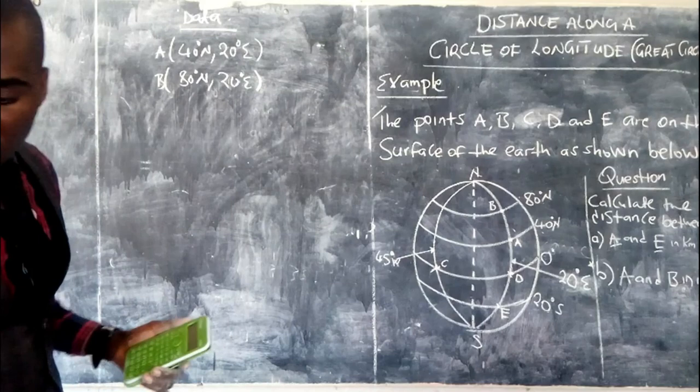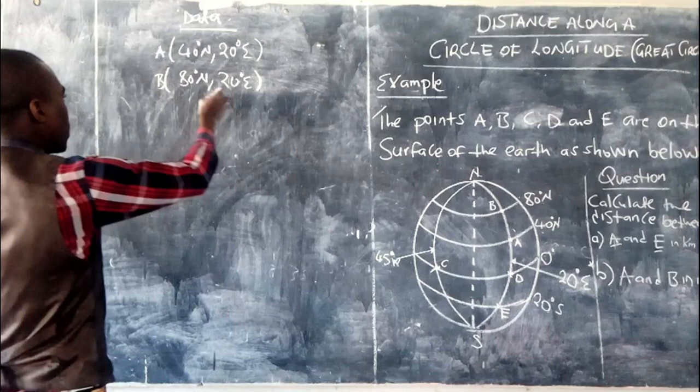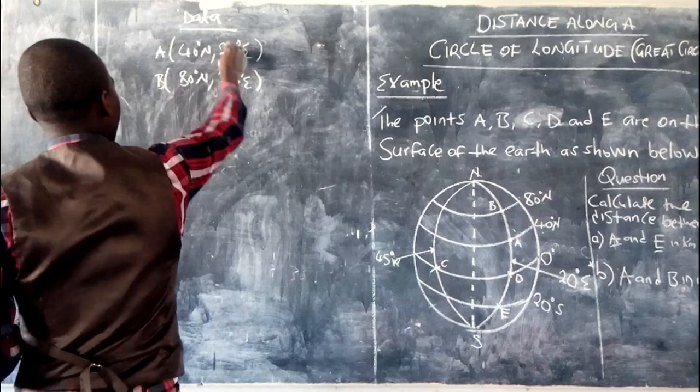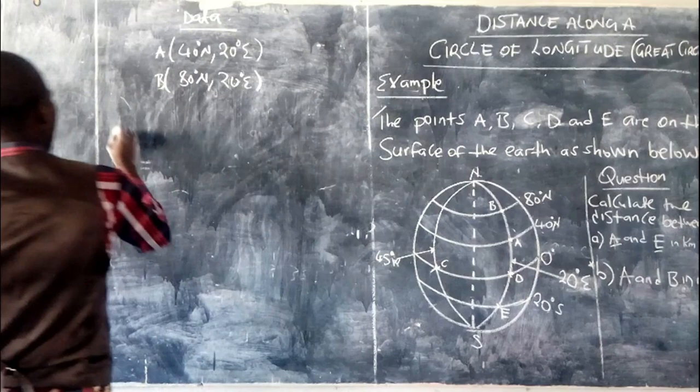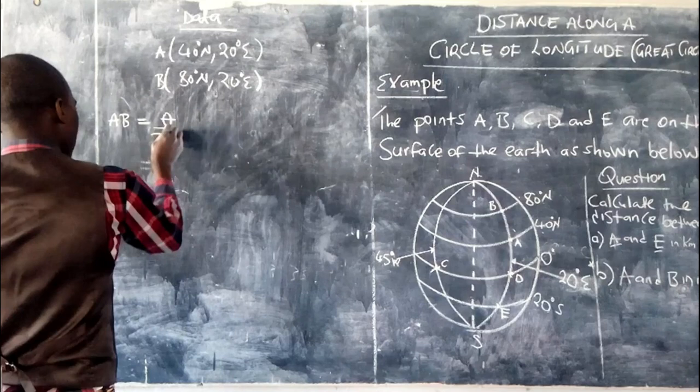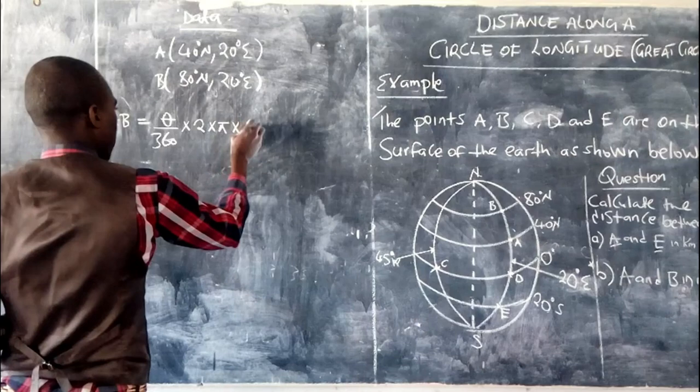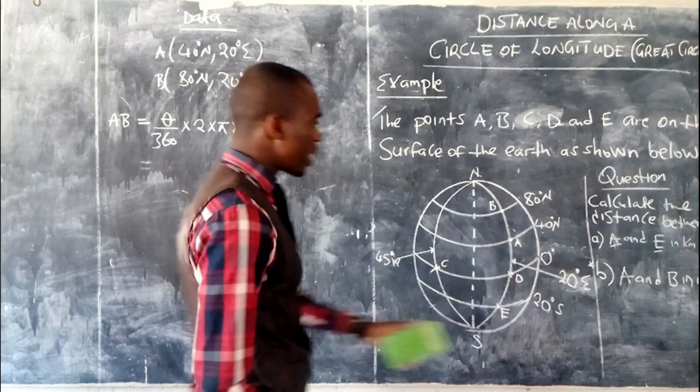So again here, in the exam, you have a choice to make. Is this the great circle or a small circle? But here you can see the longitudes are the same. So since the longitudes are the same, then you know that you are dealing with distance along a circle of longitude, which is also called the great circle. So the formula to use is AB is equal to theta divided by 360 multiplied by 2 multiplied by pi multiplied by r. Now, they say we are finding it in nautical miles.